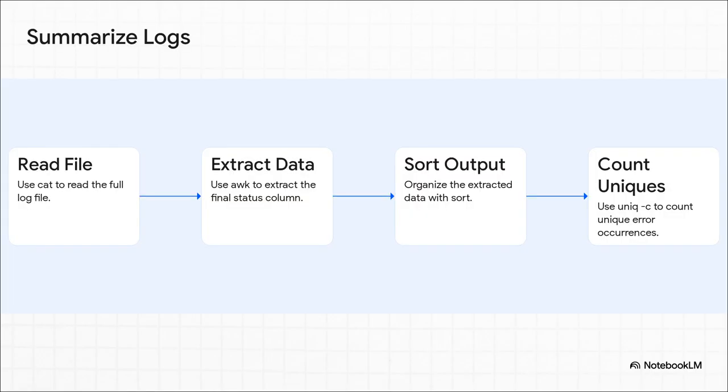Let's say you're staring at a massive log file and you just need a clean summary of what went wrong. Once again, pipelines to the rescue. Start with cat to read the file. Then, pipe it into awk. Awk is incredible for this.